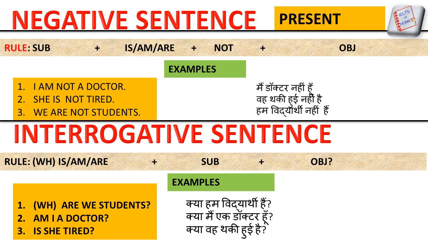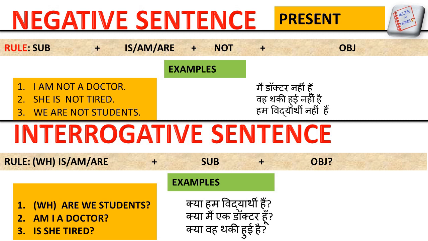See the example. The first example is, are we students? Second, am I a doctor? Third, is she tired? In all these, I use helping verb in the starting of the sentence because these are interrogative. This is the rule of interrogative sentence. I use in the first example are because we is a plural subject, and in the second example I use am with I.